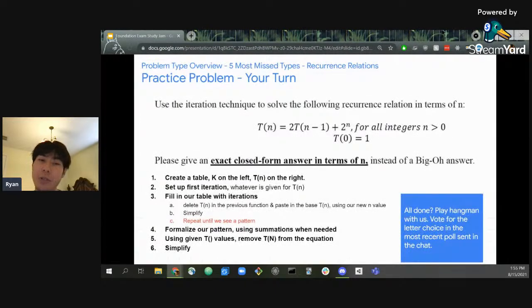So now it's your turn. There's going to be a practice problem shown on screen. And if you're done early or you wish to not participate, you can play hangman with us and vote for the letter of choice in the comments, as we'll be monitoring that throughout.